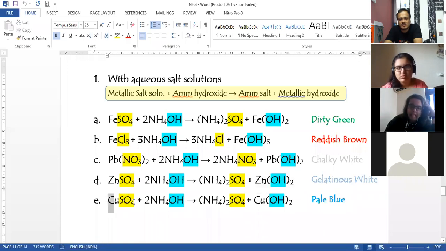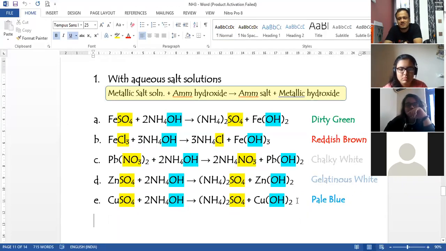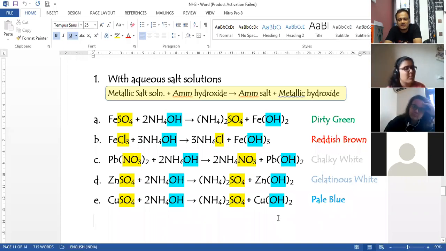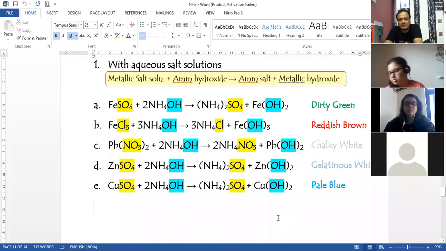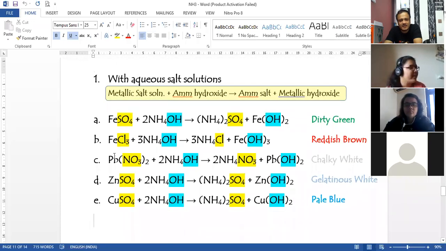And the last one is copper sulfate. Copper sulfate reacts with NH4OH and gives you ammonium sulfate salt and copper hydroxide. Copper hydroxide is pale blue in color. I guess we have seen this in the lab. When we add more NH4OH, this pale blue PPT will dissolve in NH4OH and give you an inky blue solution, inky blue or deep blue colored solution, just like your blue colored ink. So this is how we identify these cations, that is ferrous, ferric, plumbous, zinc, and cupric. These ions can be identified using one common reagent, which is ammonium hydroxide.